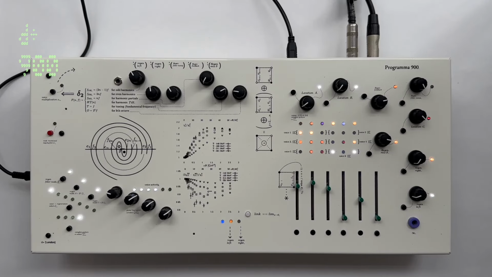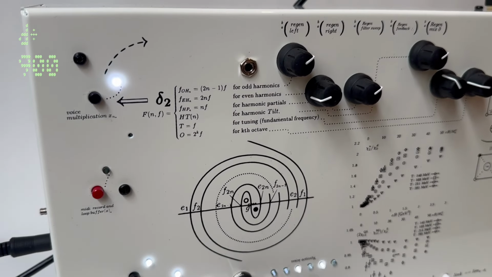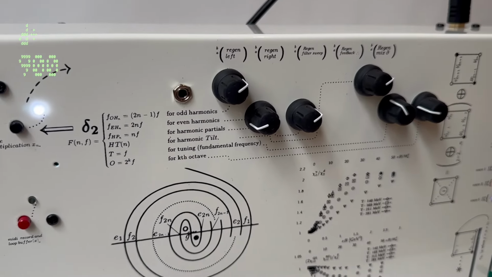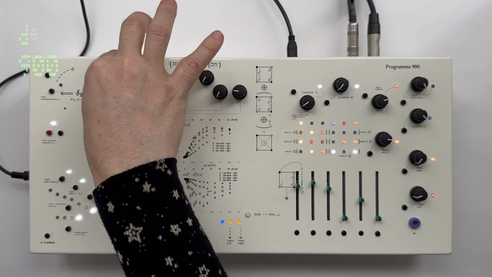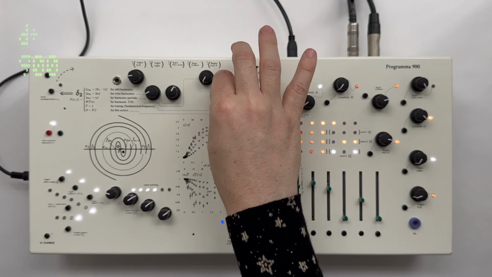Programma 900 is a harmonic musical computer built on FPGA and ARM Cortex technology. It has 6 polytonal voices, each featuring odd harmonic, even harmonics, harmonic partials, harmonic tilt, and fundamental frequency control.